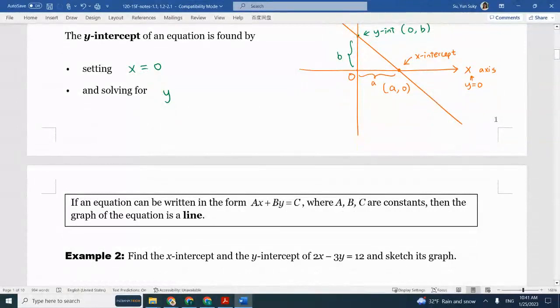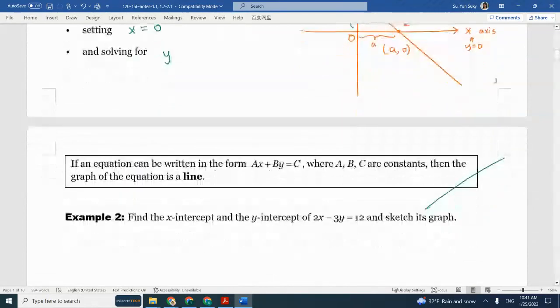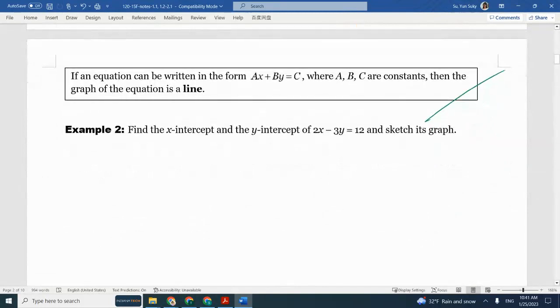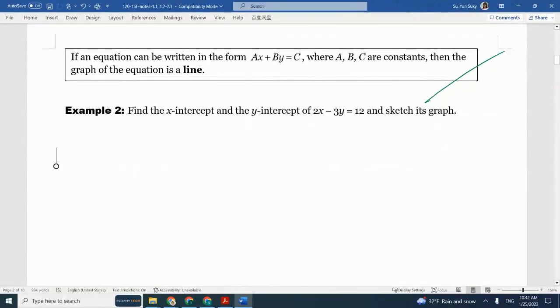Okay, continue. If an equation can be written in the form ax plus by equals c, where a, b, c are constants, then the graph of the equation is a line. So a line, okay? Example 2: find the x-intercept and the y-intercept of the following equations and sketch its graph.